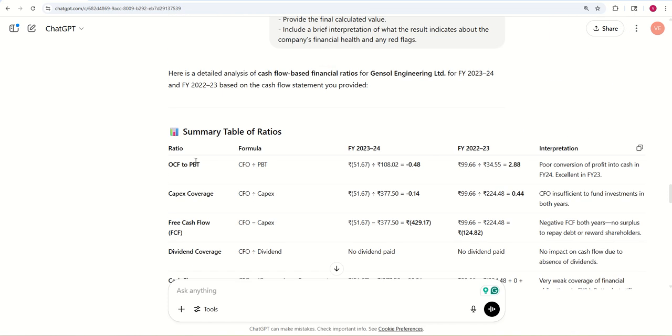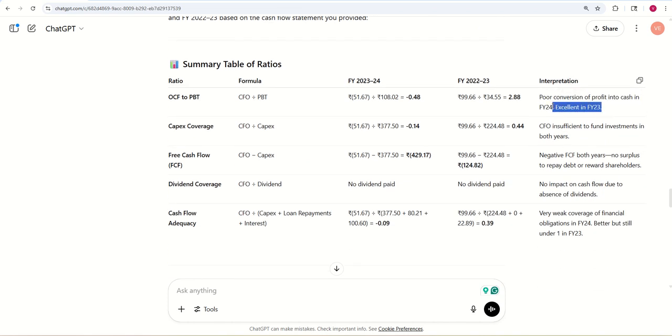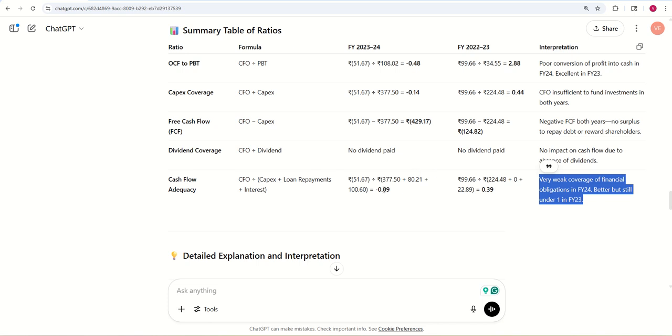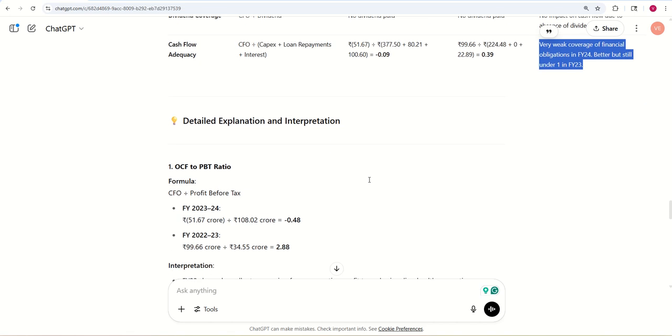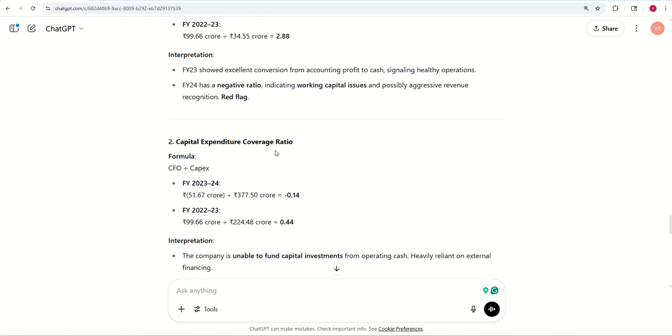Inference: poor conversion of profit into cash, whereas it was excellent in the financial year 2023. CFO is insufficient to cover the capex in both the years. Free cash flow was negative in both the years, so it was not able to pay dividends, which is understood. Then cash flow adequacy shows weak coverage for 2024. Then there is a detailed explanation of the formula, numbers and interpretation.